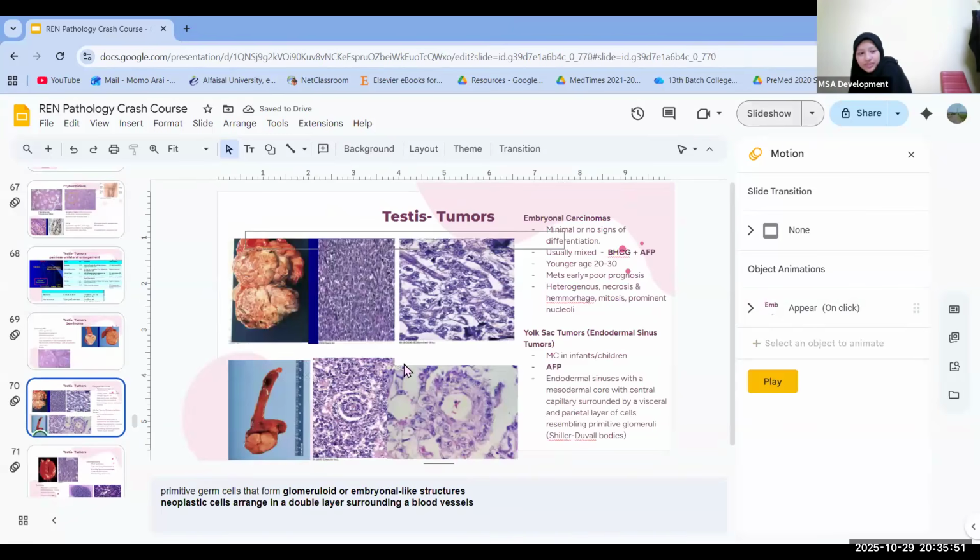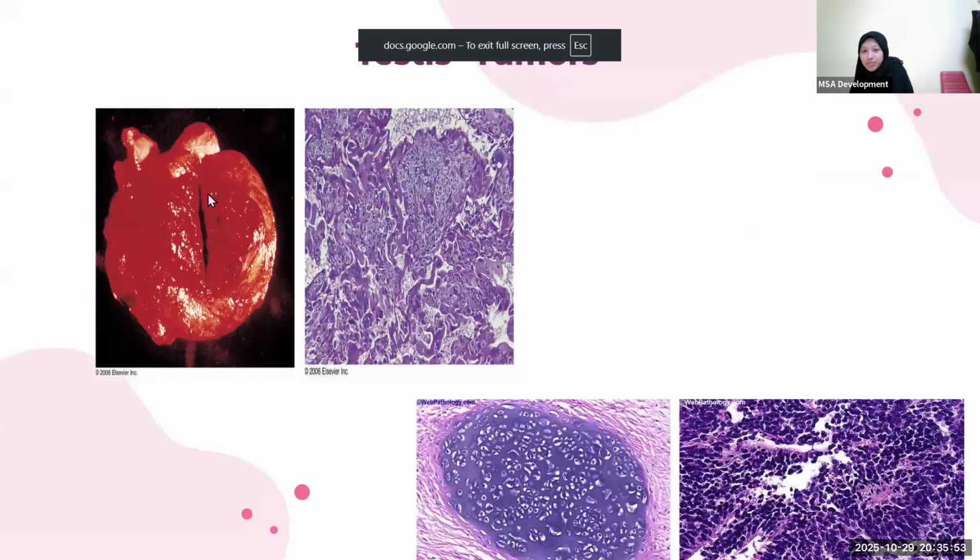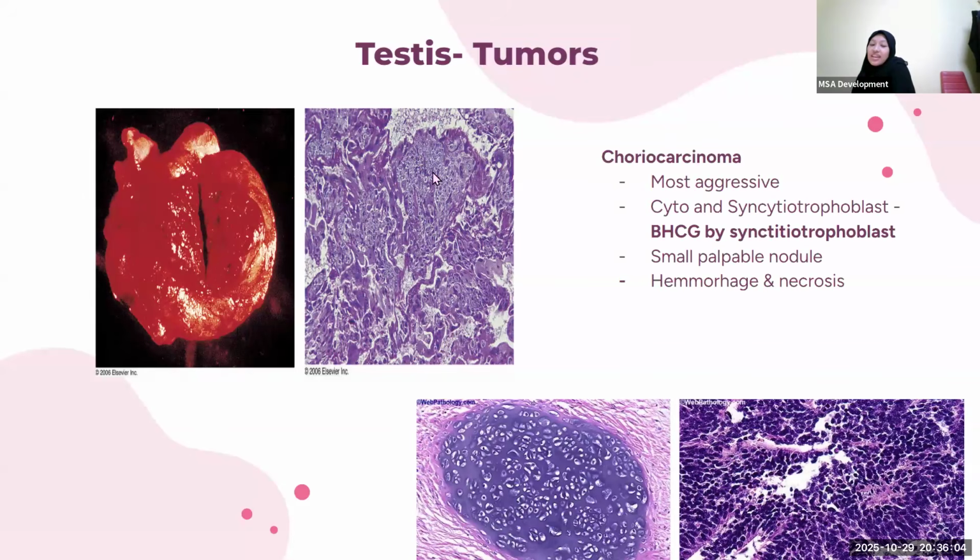Okay. Now, this looks very, very bad, right? It's red hemorrhage and a lot of cells just expanding everywhere. That is the most aggressive form of tumor. It looks like the ones in the embryo, cytotrophoblast. So this is choriocarcinoma. It's the most aggressive, and because cytotrophoblast is there, it produces beta HCG. A lot of them produce beta HCG. It's small, palpable, but it's very severe and hemorrhagic.